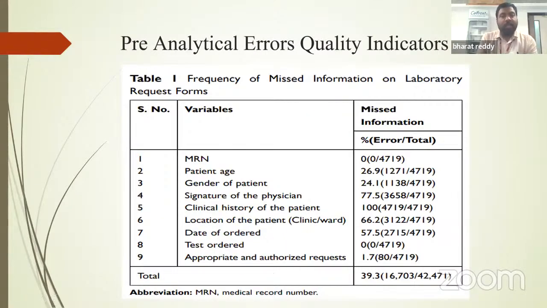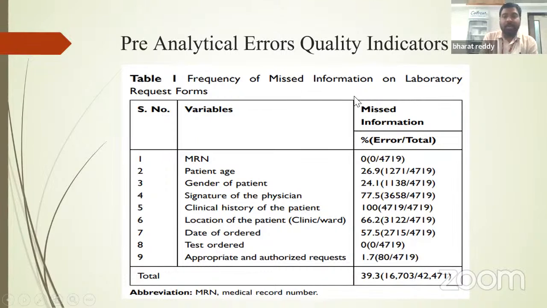So we know about that, what the pre-analytical errors are, and we can go to quality indicators. So what is meant by these quality indicators? Quality indicators are nothing but a checklist. We have to check each and everything, and then we can find whether we are in the correct position or there are no errors.